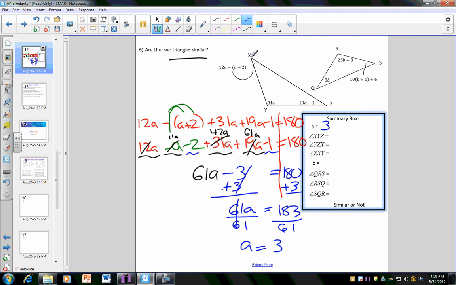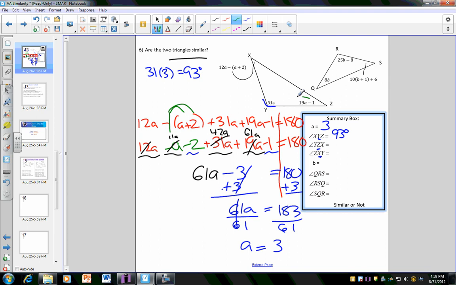So, angle XYZ is this angle right here, basically angle Y. Okay, you can remember that these are always the middle one. The middle one is always the one that you're looking with. So 31 times A, so 31 times 3 is 93 degrees. Okay, so this angle is 93 degrees.